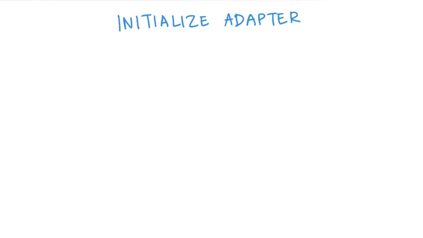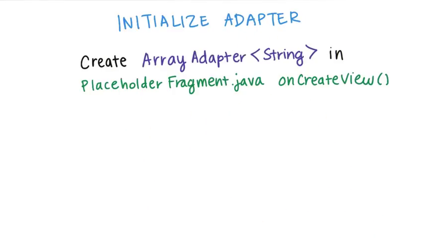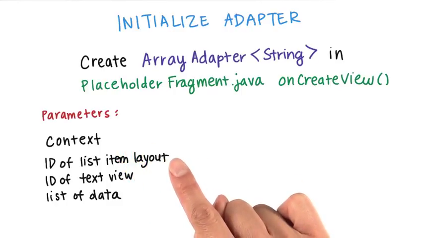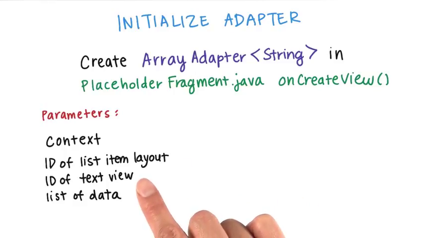In our code, we're going to initialize the adapter within the placeholder fragment's onCreateView method, because that's where we want the list view to be populated with data. We're using an array adapter, and we can initialize it with 4 parameters: a context, the ID of a list item layout, the ID of a text view within that list item layout, as well as the list of data. We'll go through each of these parameters one by one now.